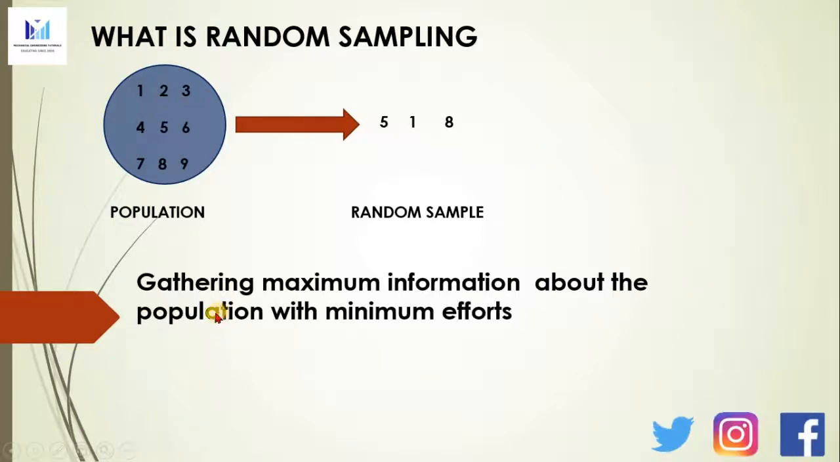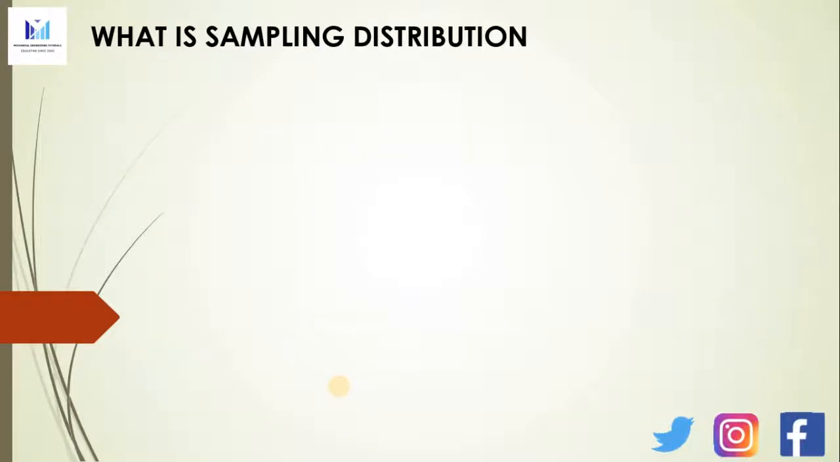Here, one thing we can note: sampling aims at gathering maximum information about the population with minimum effort, cost and time. So this is about random sampling. Now once you know what a sample is and what sampling is, we shall see what a sampling distribution is.